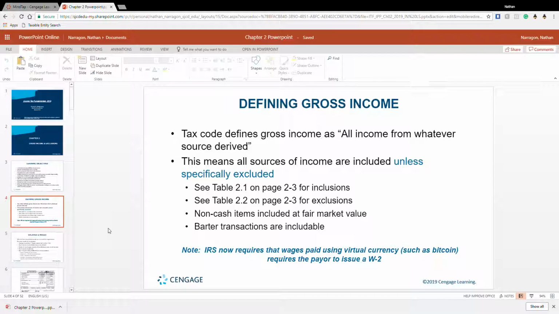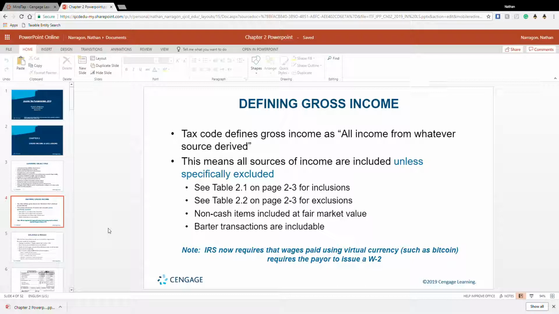So other items that can be included as sources of income are non-cash items, included at fair market value, and barter transactions are includable. So if I trade chickens and cows, well, I better know my price for the cows I received, or if I did a service and they paid me in fish, I gotta know the cost of that fish. Now, this is happening right now.